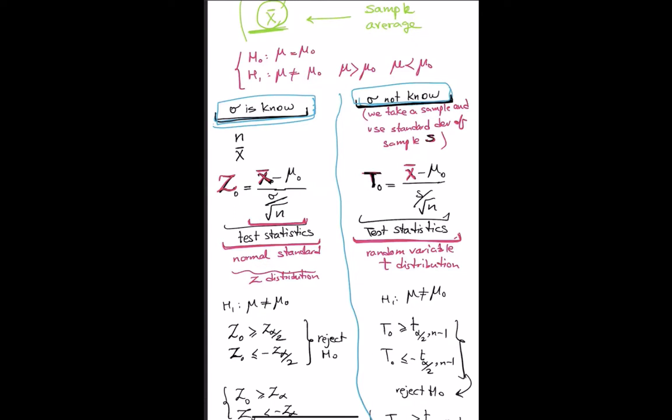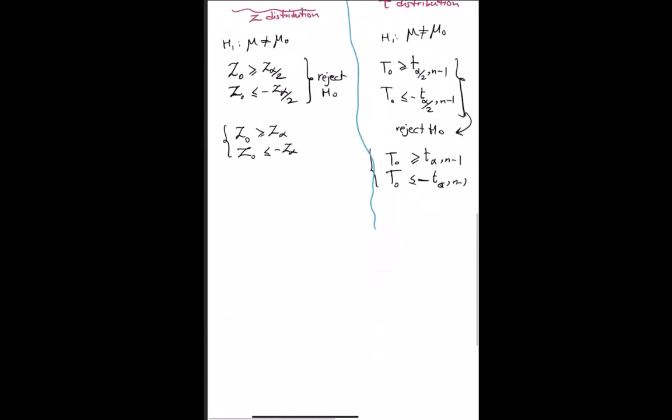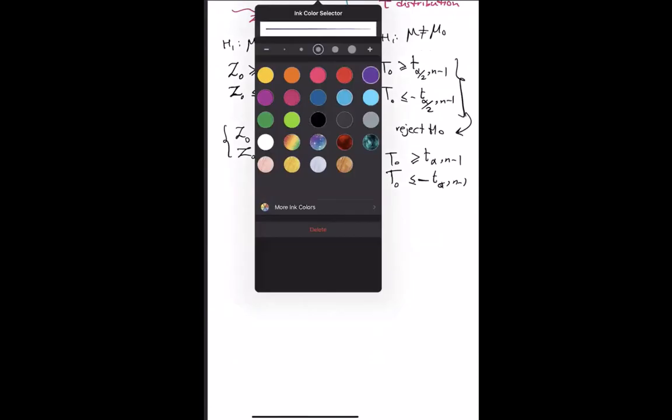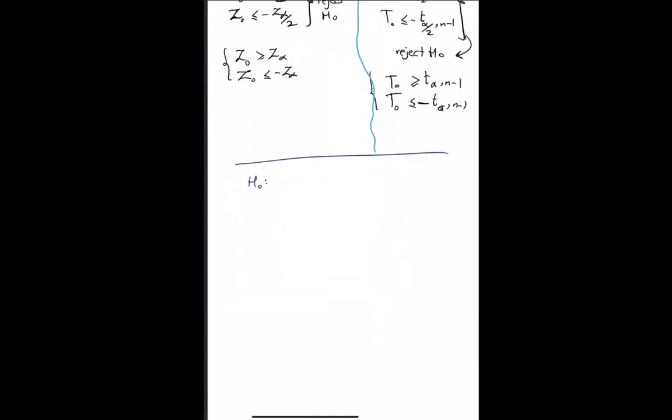Okay. So I'm going to repeat, let's go to the problem and just see how it works. So I'm going to repeat things one more time. So our null hypothesis is mu is 0.5.